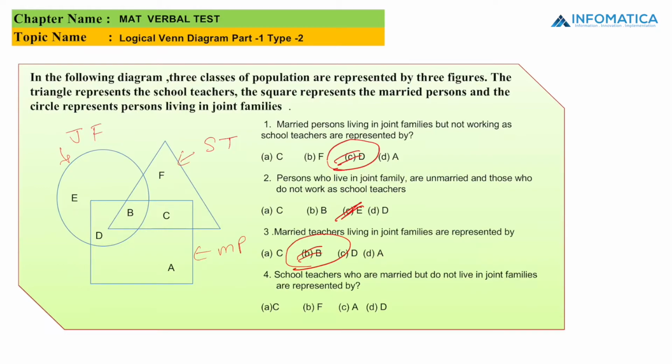Now they want school teachers who are married. Now if I talk about married, I'm just having B and I'm having C. So B and C. Next, who do not live in joint families. Now joint families is represented by a circle. Inside the circle I am having B. So do I want B? I have to discard B. Why? Because I do not need such kind of teachers who are living in joint families. So I will take the capital letter C as my answer.